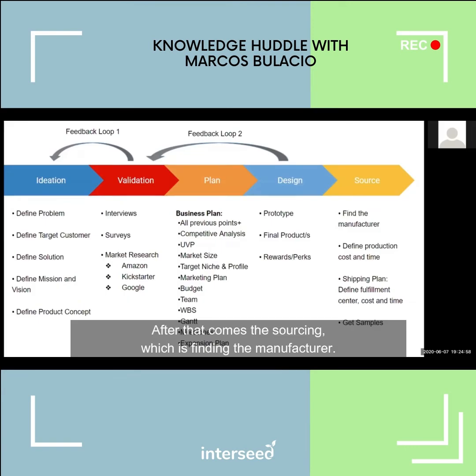After that, it comes the sourcing, which is finding the manufacturer. I went to China, so I reached them out with the new design, and I got the cost of production and the time that it would take. I input that into the budget. Then the shipping plan. I found this fulfillment center in China. They have a huge warehouse. They take products and they ship them around the world.